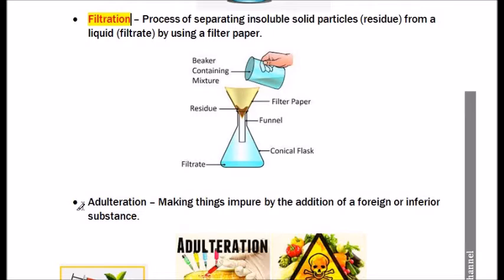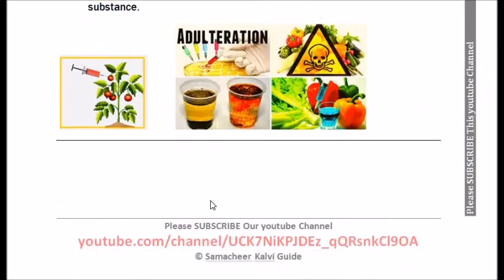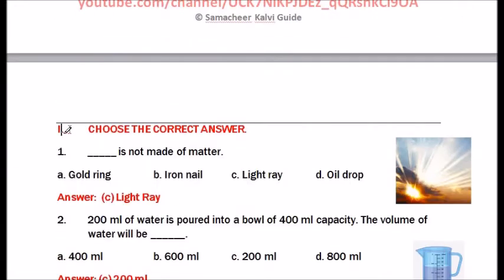Adulteration, making things impure by adding a foreign or inferior substance, is called adulteration. Roman number 1, choose the correct answer. First question, dash is not made of matter.